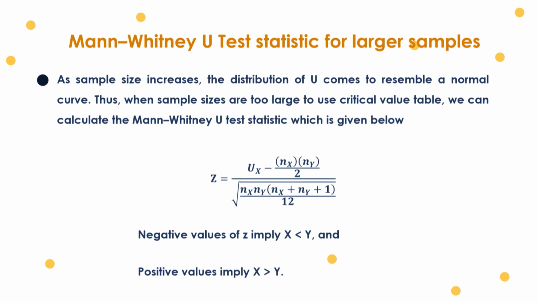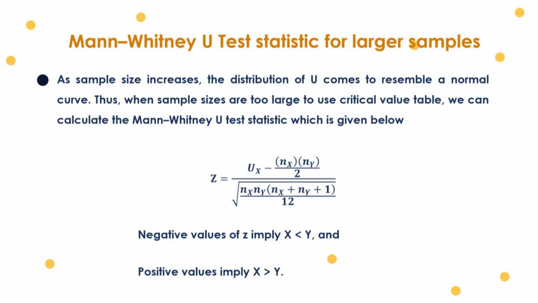Then, if we come across larger samples, how do we proceed with the Mann-Whitney U test? As sample size increases, the distribution of U comes to resemble a normal curve. Previously we said it is the central limit theorem. Based upon the central limit theorem, as n tends to infinity, the distribution tends towards the normal distribution. Thus, when the sample sizes are too large, using the critical value table is difficult. So, we can calculate the Mann-Whitney U test statistic based upon the large sample approximation.